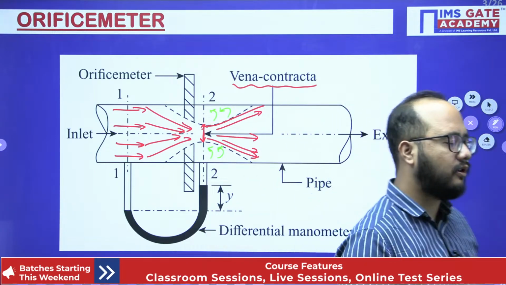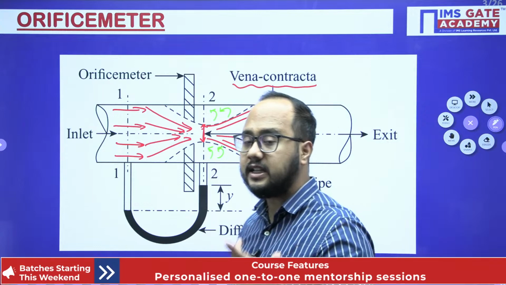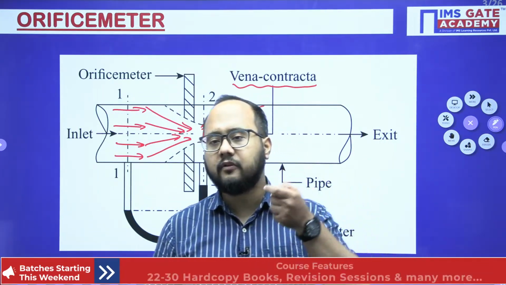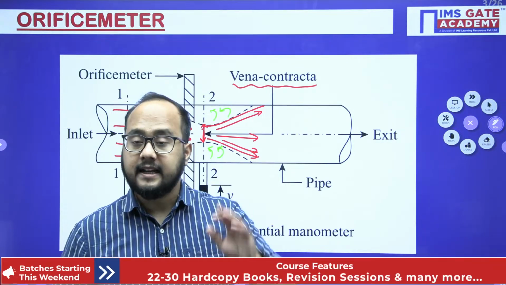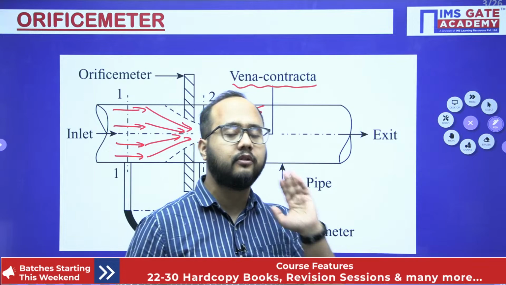See, losses are more in the Orificemeter, which basically means it will have a low CD value. What does CD represent? Last lecture we discussed: actual discharge divided by the theoretical discharge. So the CD value will be very less as compared to the CD value of Venturimeter.